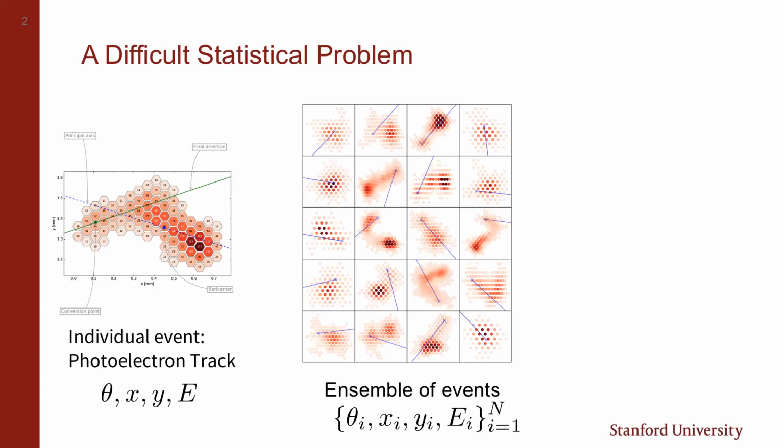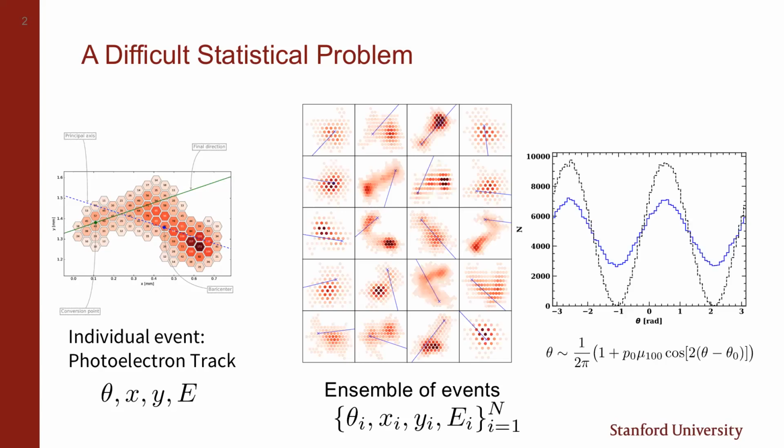And then we have to do this for a large group of events. And then because the photoelectron angle follows a known distribution, a cos squared theta distribution for a polarized source, we then need to extract the polarization parameters from a big group of events shown in this histogram here.